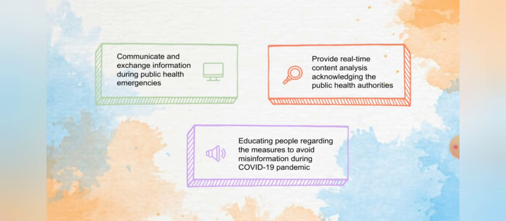Public health departments also use them to communicate and exchange information during public health emergencies. Real-time content analysis is provided by Twitter to acknowledge the public health authorities to answer the queries of the people quickly. Lastly, it also educates people on how to avoid misinformation during COVID-19 pandemic.